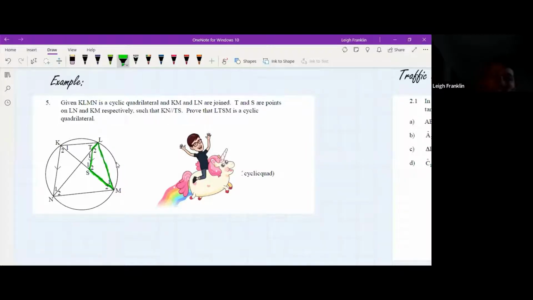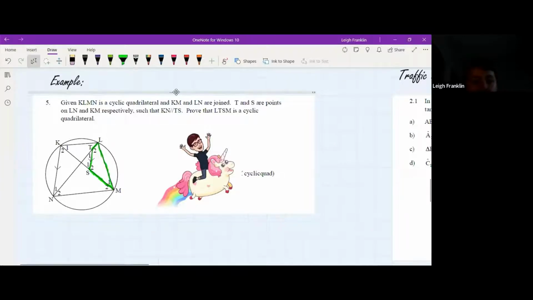Now, I'm having a look at what is inside LTSM. In order for me to prove converse angles in the same segment, there needs to be a bow tie inside. There's no bow tie inside.